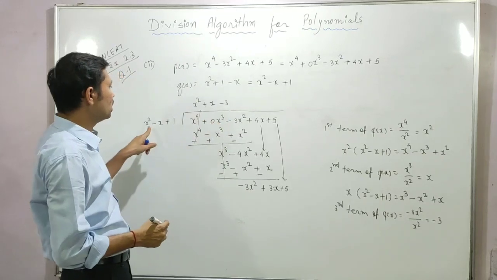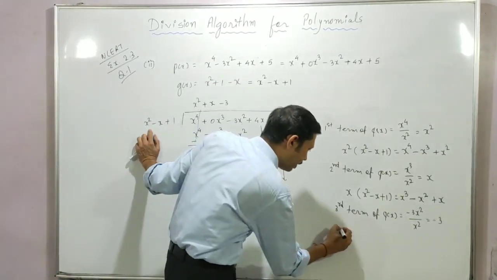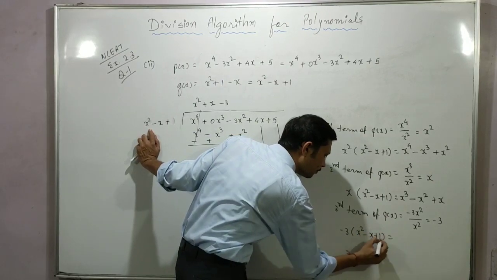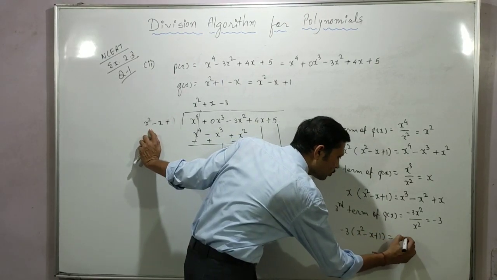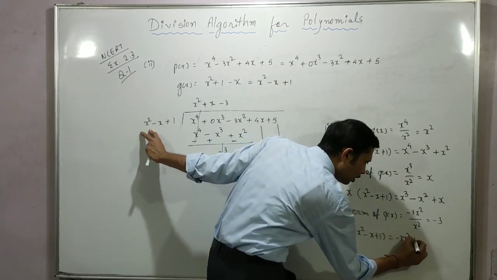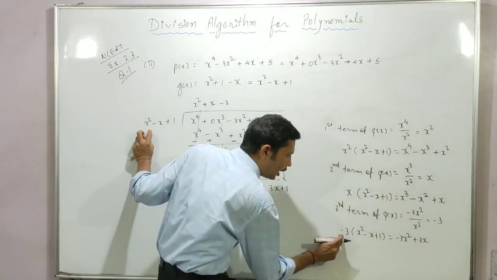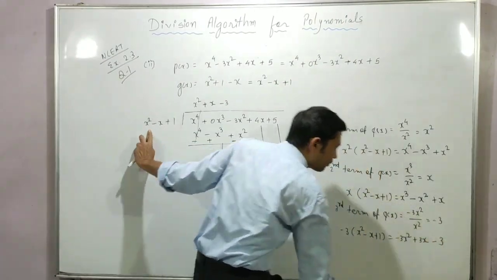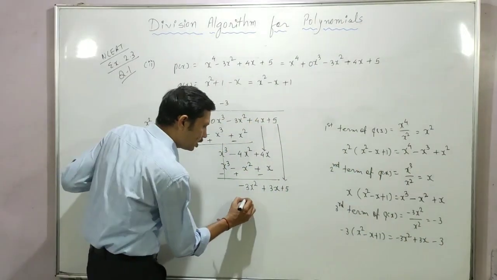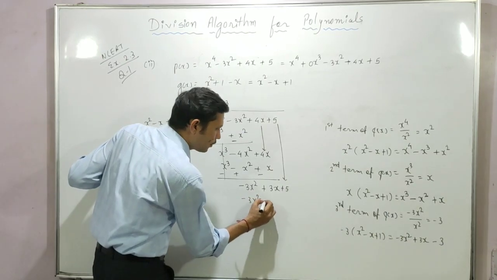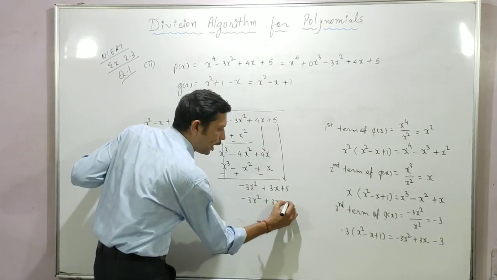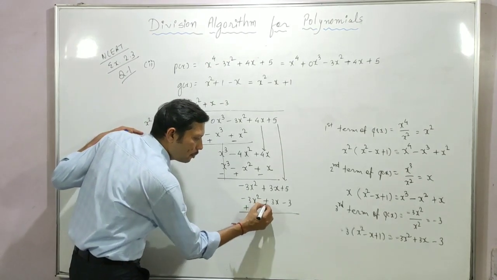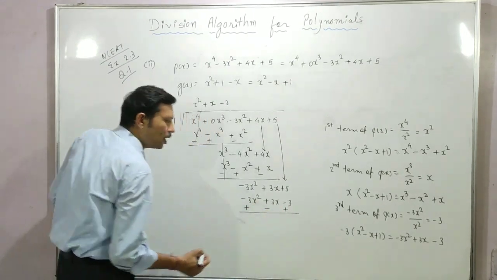Now minus 3 should be multiplied with this divisor. So minus 3 multiplied with the divisor x square minus x plus 1. So minus 3x square, minus minus plus 3x, and minus plus minus 3 ones are 3. So my product is minus 3x square plus 3x and minus 3. Now it should be subtracted. So minus becomes plus, plus becomes minus, and minus becomes plus.